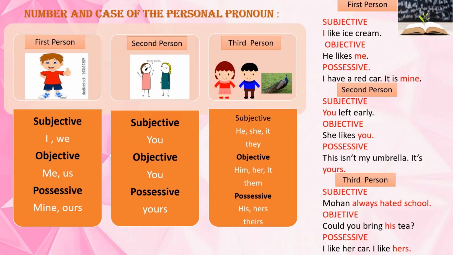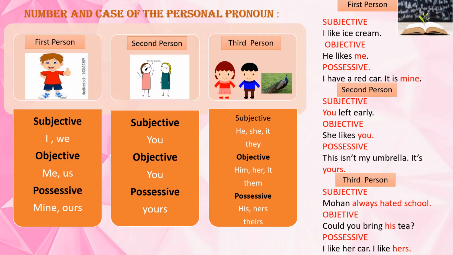Now moving on to the third person, subject part, Mohan. Why have I written Mohan, children? If I write he, you will misunderstand. Many times, children, you do not understand that Mohan is he, Geeta is she, peacock is it. So remember that in the place of he, she, it, we can write even the name also. So Mohan always hated school. So Mohan comes in the front.